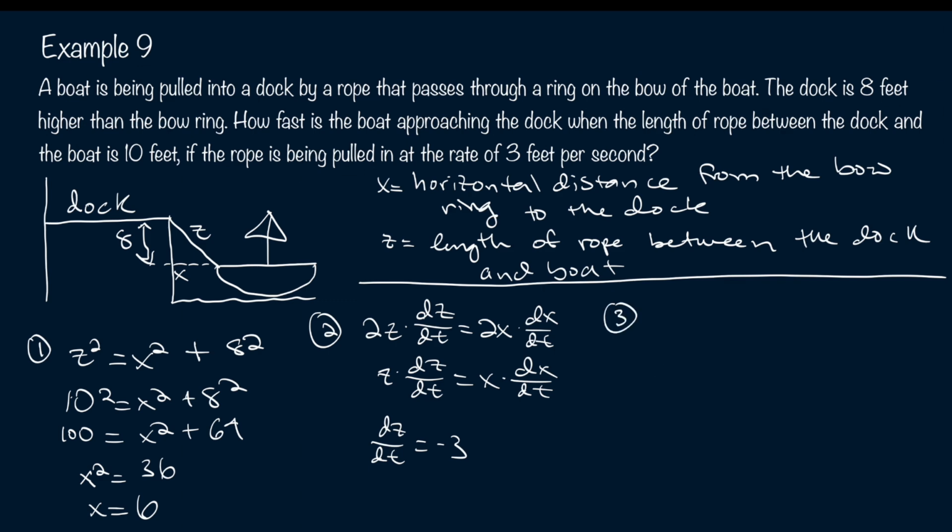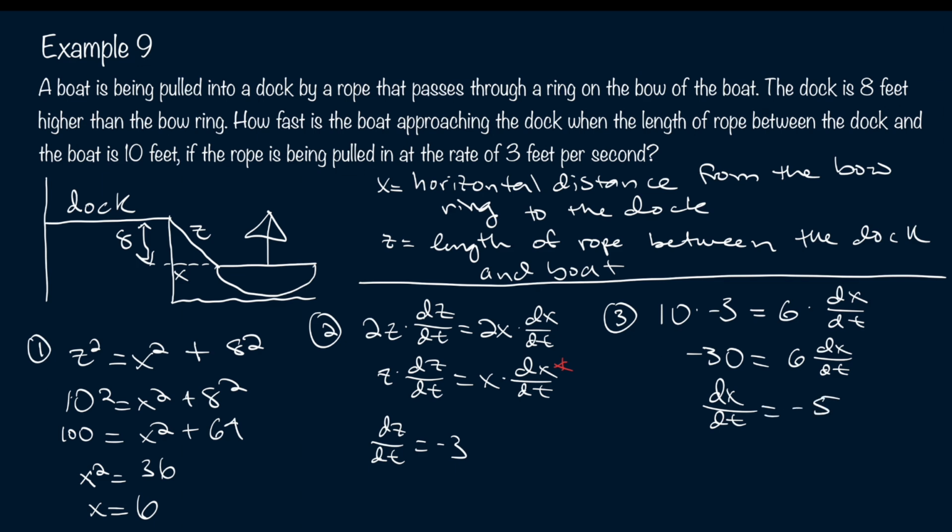So we're now taking this equation and plugging in the numbers that we have. We know that z is going to be 10. So 10 times our dz/dt, which is -3, is going to equal 6 times dx/dt. So -30 equals 6 dx/dt. We are going to then get that dx/dt is equal to -5. So we know that the boat is approaching the dock at the rate of 5 feet per second.